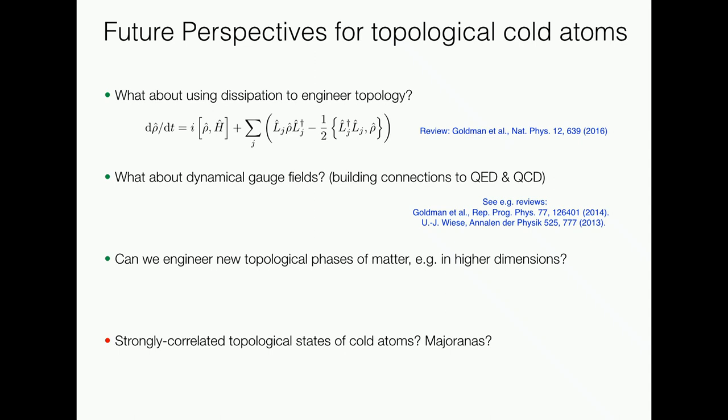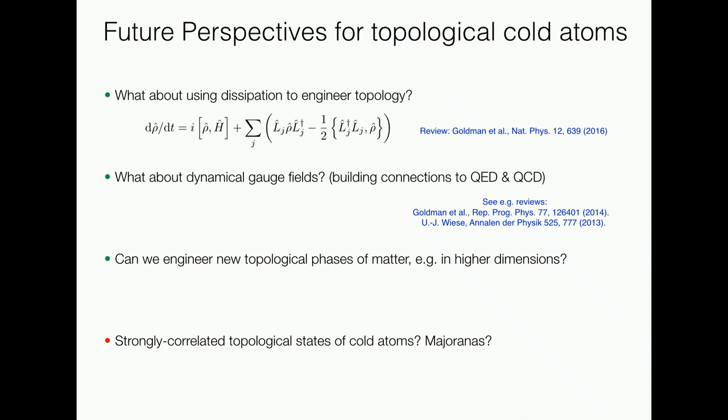Everything we've done are really artificial gauge fields, because as the atom moves, the gauge field stays the same. Whereas if you had a real gauge field, it should be dynamical. As the atom moves, the gauge field should react. You should be able to have back reaction between these degrees of freedom. People are very excited about putting a lot more ingredients in and simulating a dynamical gauge field, and then maybe even simulating things like lattice QCD in a cold atom setup. That's, I think, a long-term perspective, but that's what people want to do as well.